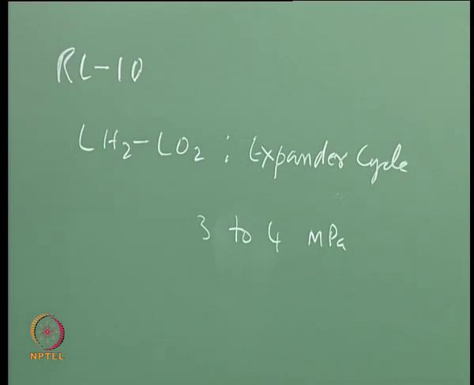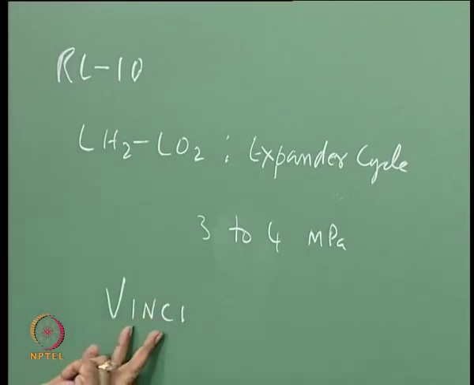Of late the French people are working, and that is challenging, on a particular rocket known as the Vinci rocket. I give a homework problem on the Vinci rocket. This again uses the expander cycle.